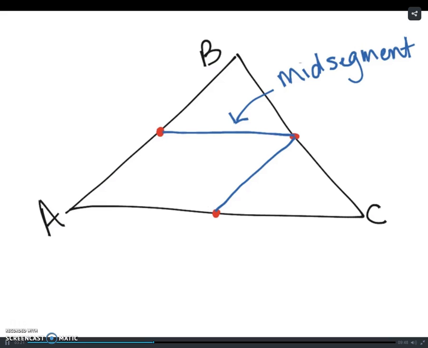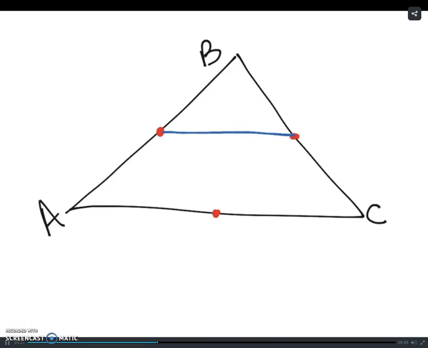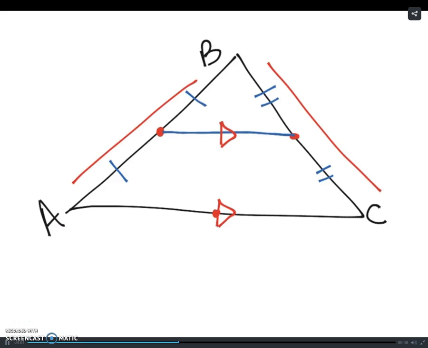Okay, so I'm going to erase all but one of them because we just want to look at that one by itself first. And so here we have a mid-segment, and they might tell you that it's a mid-segment in words, or they might mark that both pieces of the legs are congruent, like this, little tick marks. But either way, once you know that this is a mid-segment, you're going to know two things. Okay, so if it's a mid-segment, we're going to know, first of all, that it is parallel to the side that it does not touch. Okay, so this mid-segment touches line AB here and touches line BC over here.